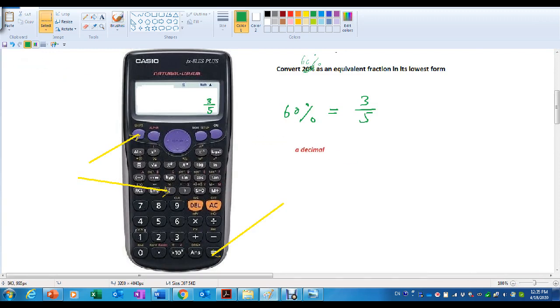Okay, now you need to convert that into a decimal. You see that's 3 over 5 still here. Then you strike this one, SD. That means you convert that fraction into decimal, or vice versa. You strike it once, and you see this becomes 0.6. So that would be the answer, right? So that's 0.6. That's all done.